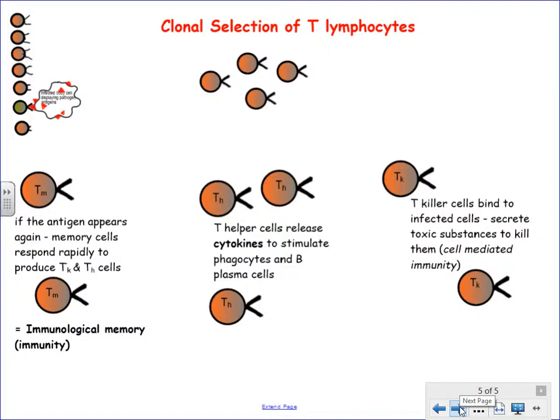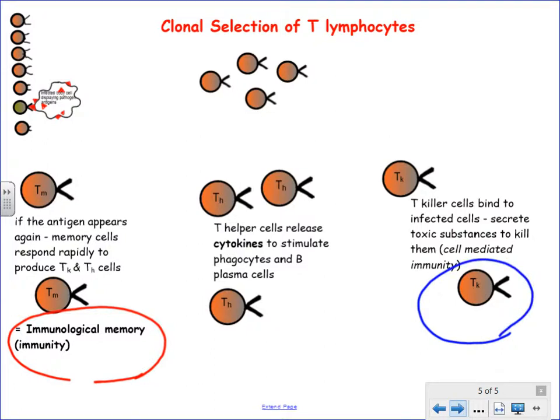So, once again we get immunological memory with the T memory cells. We're able to destroy cells of our body that have already been infected with T killer cells, sometimes called T cytotoxic cells. This is called cell-mediated immunity. And finally, we get the T helper cells that will release chemicals called cytokines, which will stimulate B plasma cells to produce antibodies.